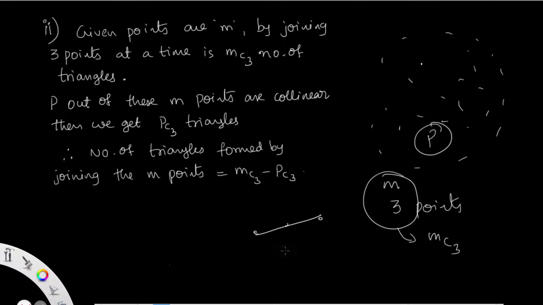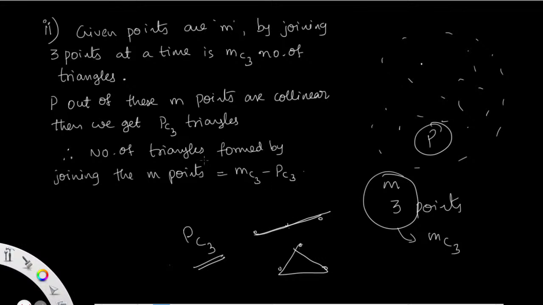Because a triangle requires non-collinear points, if the points are on the same line, we cannot construct a triangle. Out of P points, to make a triangle we can get PC3 triangles. So P points to form a triangle means using the collinear points we have. That is why we can get PC3.